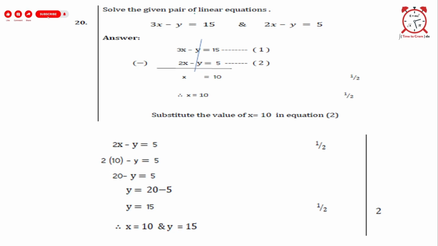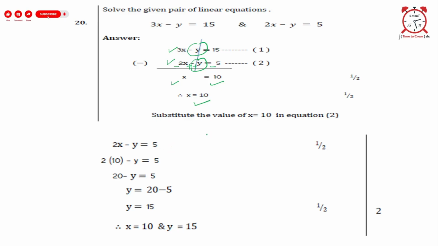So here the method is not given, so we will use our easiest method, the elimination method. So we will write both the equations one below the other. You can see here, okay, here y has the same sign. So we have to subtract both the equations. So the sign will be changed. So here minus will come, here plus will come. Means here plus will come, here minus will come. So they are cancelled. 3x minus 2x is x, 15 minus 5 is 10, and the answer is x equal to 10.